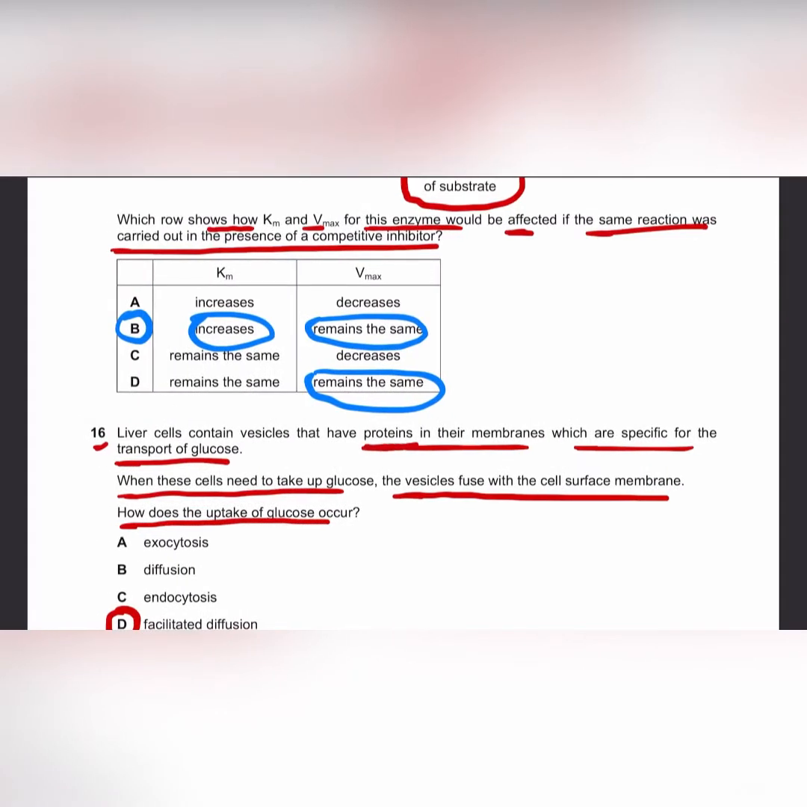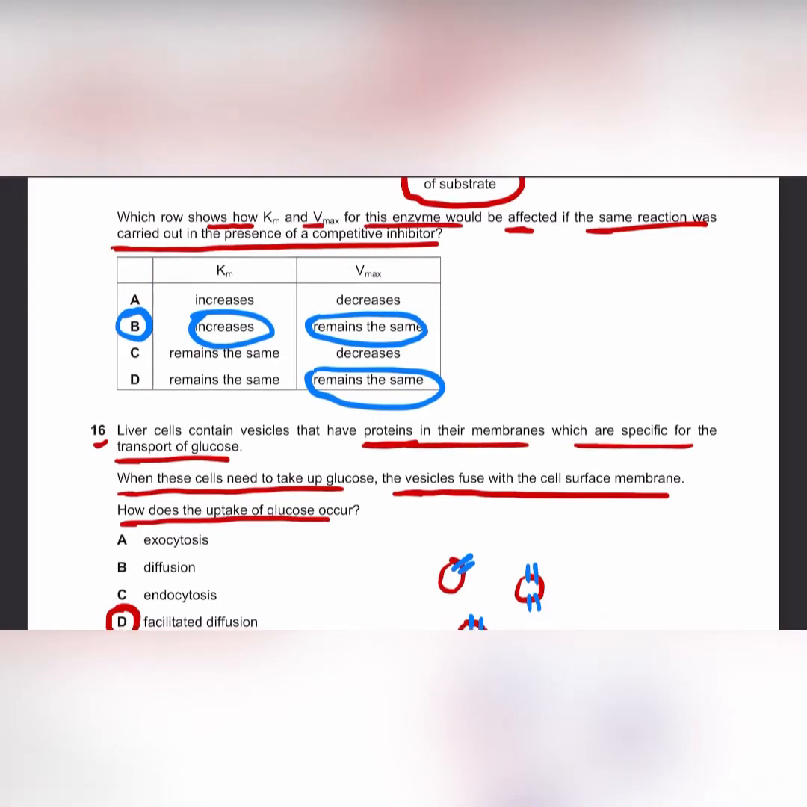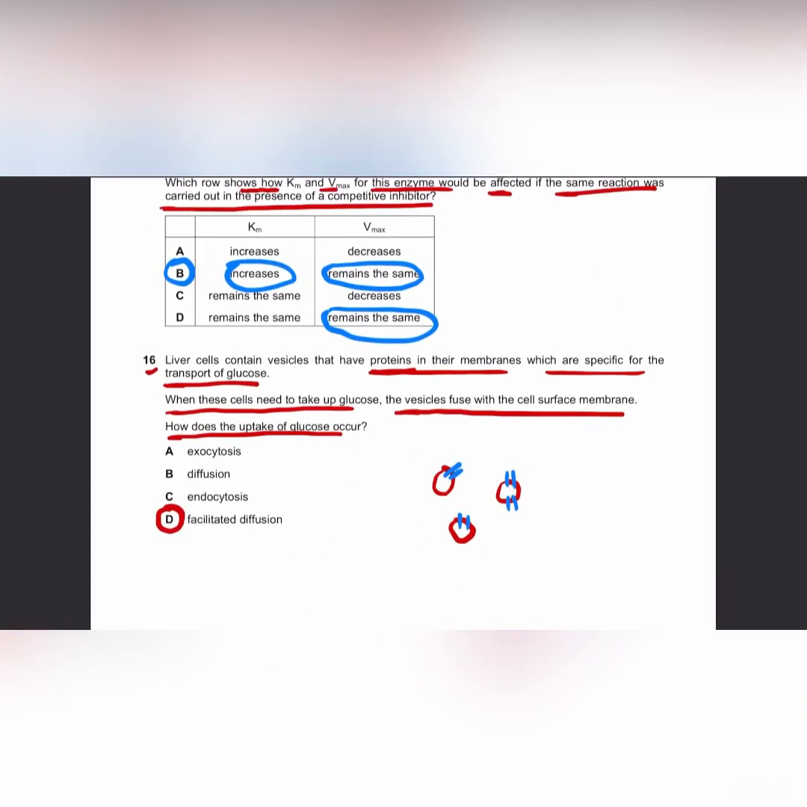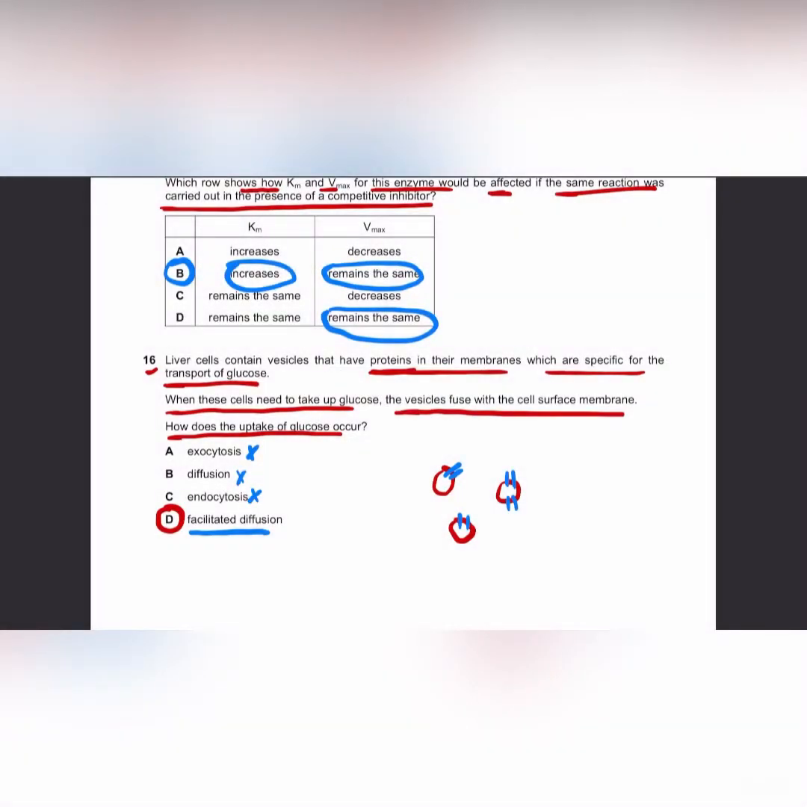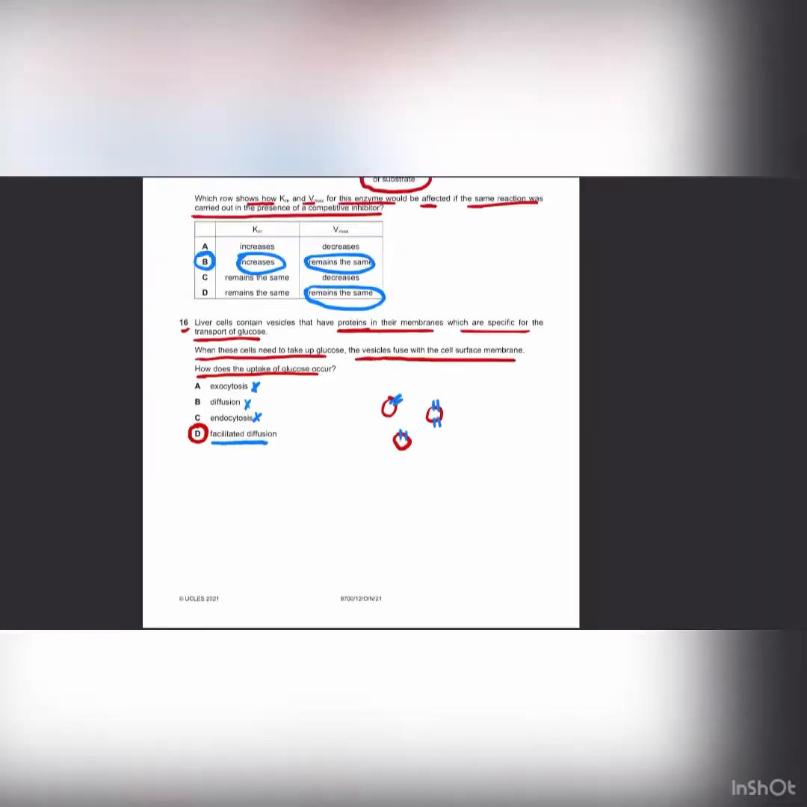They have also mentioned that liver cells contain vesicles. What they are saying in the MCQ is that liver cells contain vesicles which contain proteins that are specific for the transport of glucose, and obviously these vesicles contain transport proteins for glucose which are involved in facilitated diffusion. Proteins are not involved in exocytosis. They are involved in diffusion, but which type? Facilitated diffusion. And transport proteins are not involved in endocytosis as well. So the answer will be D, facilitated diffusion.